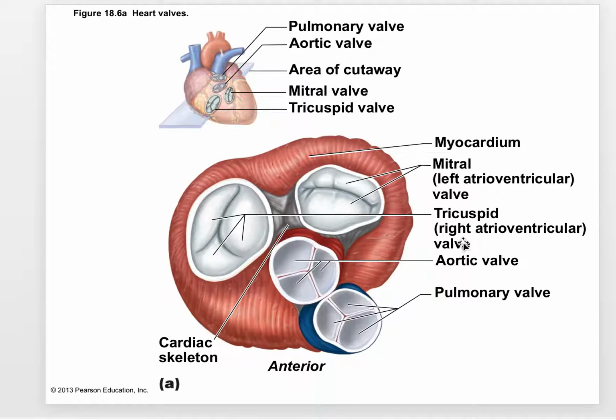This is just another view of the valves. This is the mitral valve or bicuspid valve. See, it's got two cusps, 1, 2, as opposed to the tricuspid valve, which has 3 cusps, 1, 2, 3. The semilunar valves each have 3 cusps. The aortic semilunar valve and the pulmonary semilunar valve.